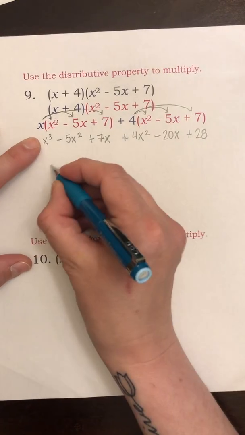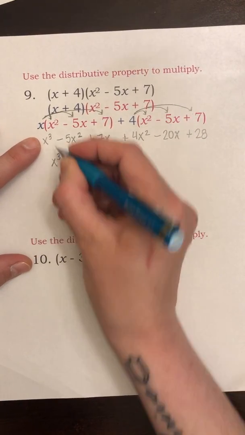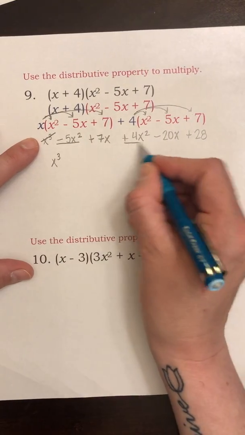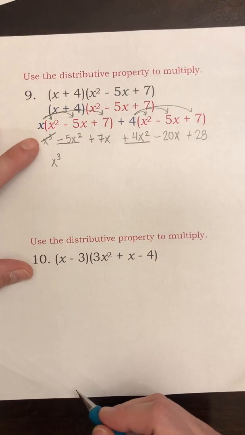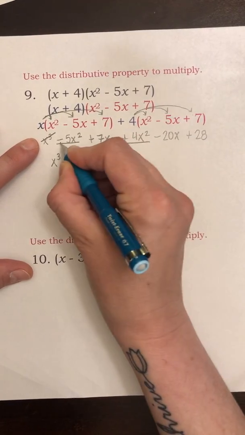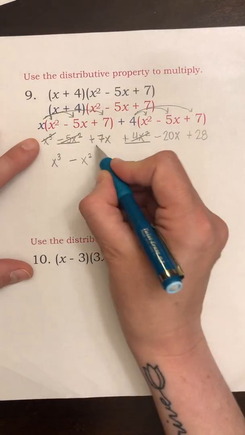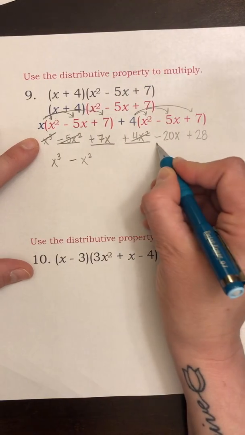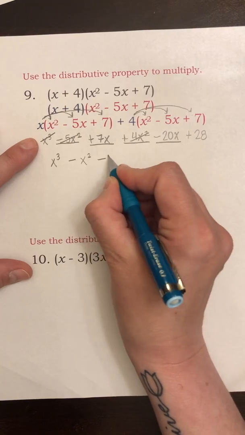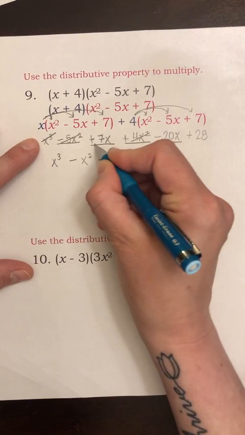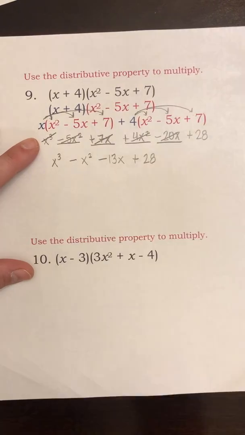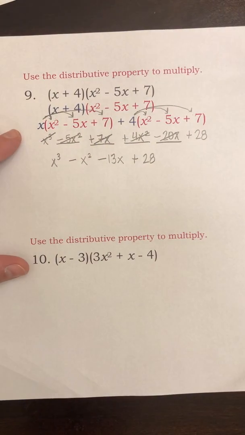I've got an x cubed in the front that's not going to change because there's nothing like it. Then I have a negative 5x squared and a positive 4x squared, which when I add those together, I get a negative 1x squared. Then we have a positive 7x and a negative 20x. 7 minus 20 would give us a negative 13x. And then lastly, we have a positive or plus 28, which goes at the end.